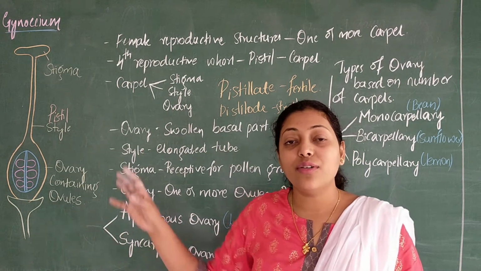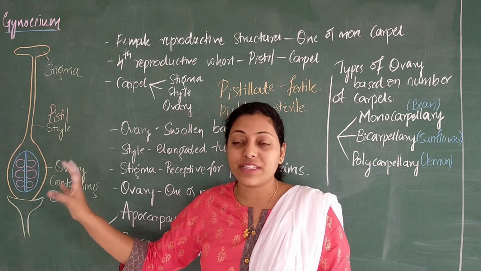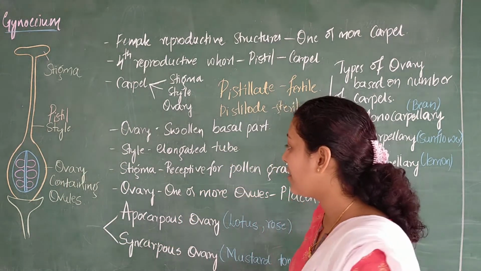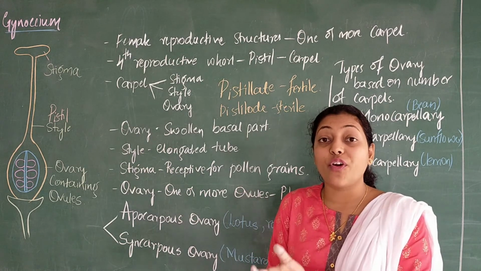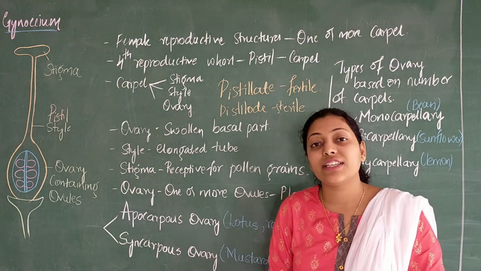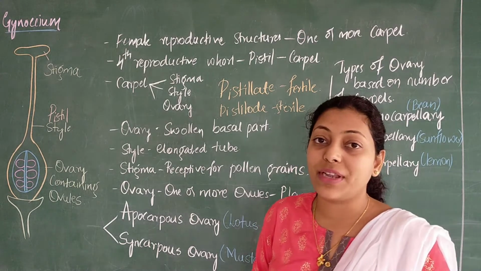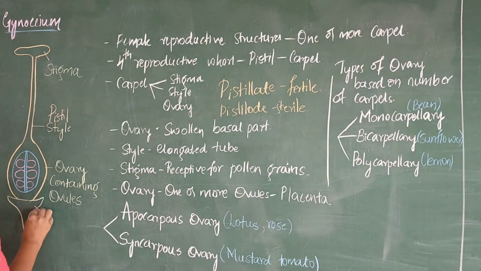This is how the position of the ovary and the position of the ovules are. Like I have said, the ovary is the basal swollen end of the pistil which is attached to the thalamus or receptacle. So this one is the thalamus.